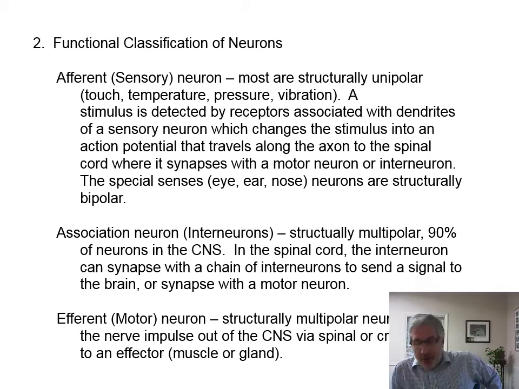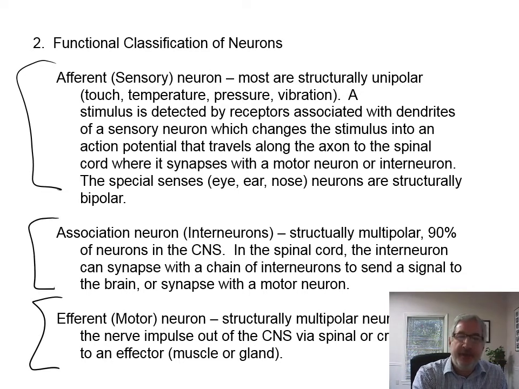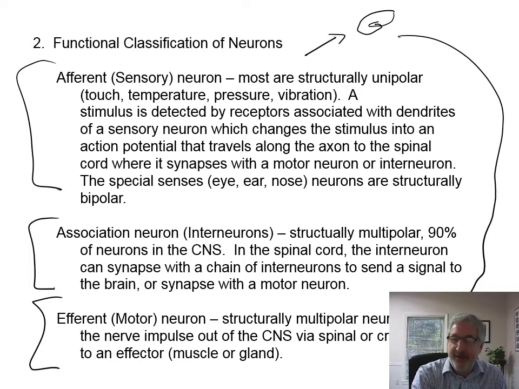Okay, so then you can also classify neurons by function. And so we have afferent, and we have efferent, and we have association, or interneurons. Afferent means coming into the brain. I'll try to draw a brain here. That's terrible. But anyway, so there's your brain. So there's your afferent, and your efferent are here. And then your association neurons are the ones that are inside the brain there, and spinal cord.